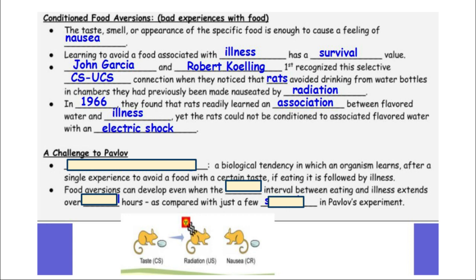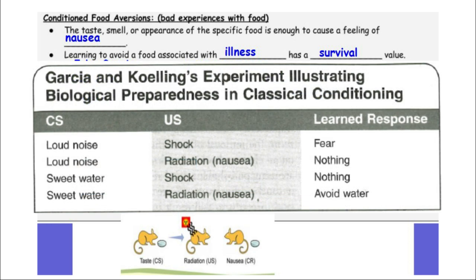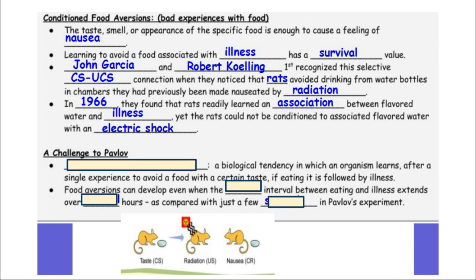So, a challenge to Pavlov. Breaking down the study here. So we have kind of the conditioned stimulus, the loud noise, unconditioned stimulus, the shock, the fear response. Loud noise, radiation is our unconditioned stimulus, but nothing is learned. Sweet water and a shock, nothing is learned. But then when we present the sweet water and the unconditioned stimulus, which is our radiation, the nausea, then they would avoid the water. So, challenges to Pavlov.